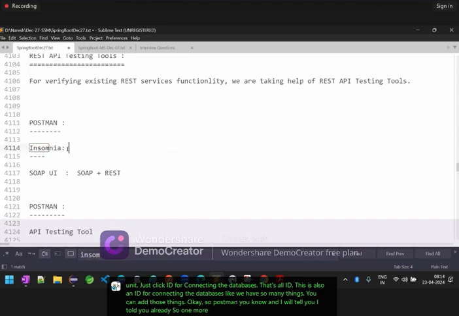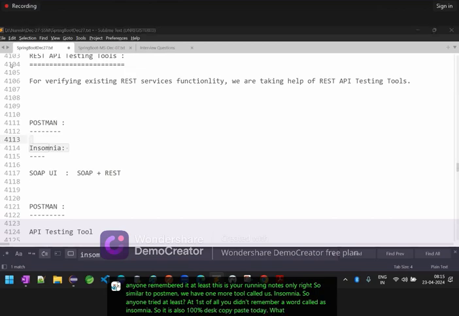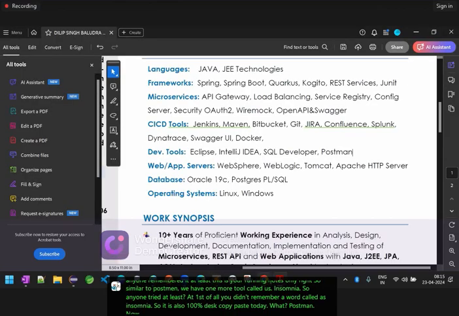Okay, so Postman, you know. One more competitor tool for Postman is Insomnia. Anyone remembered it at least? This is your running notes only, guys. Similar to Postman, we have one more tool called Insomnia. Has anyone tried it at least? First of all, you didn't remember a word called Insomnia. It is also 100% a copy-paste of Postman. Now, why don't you try on your own?